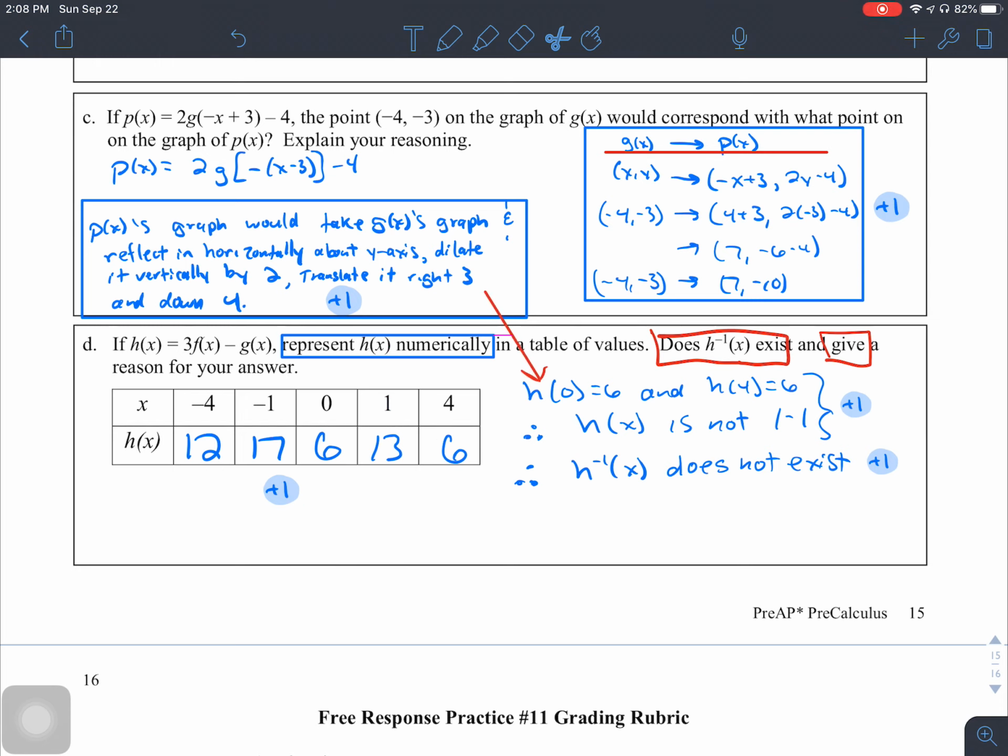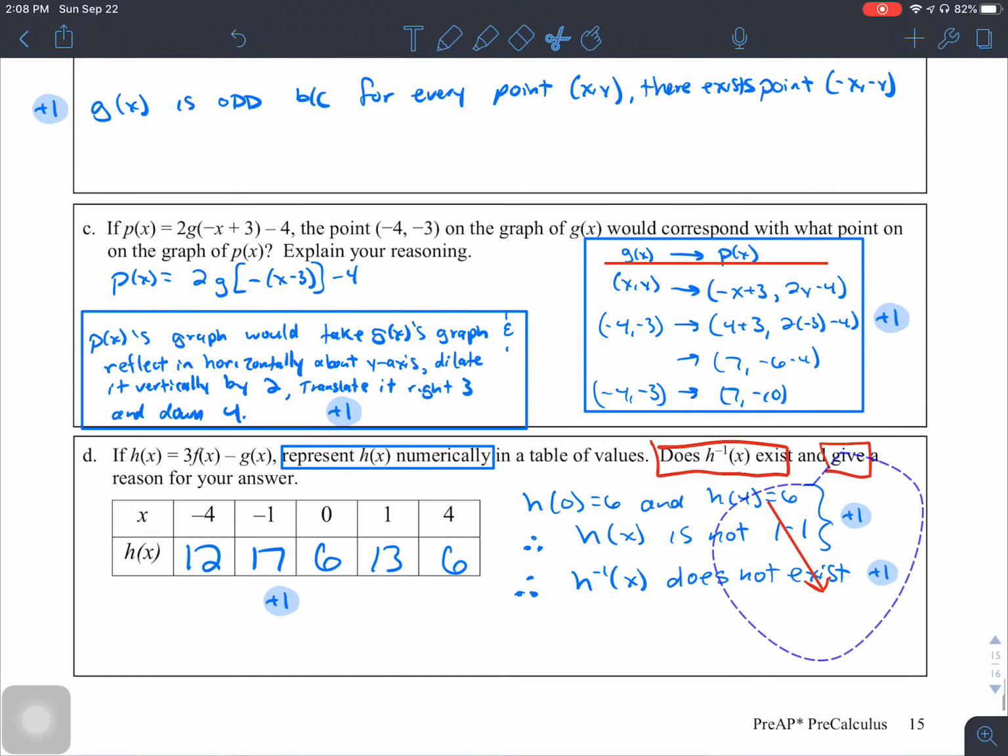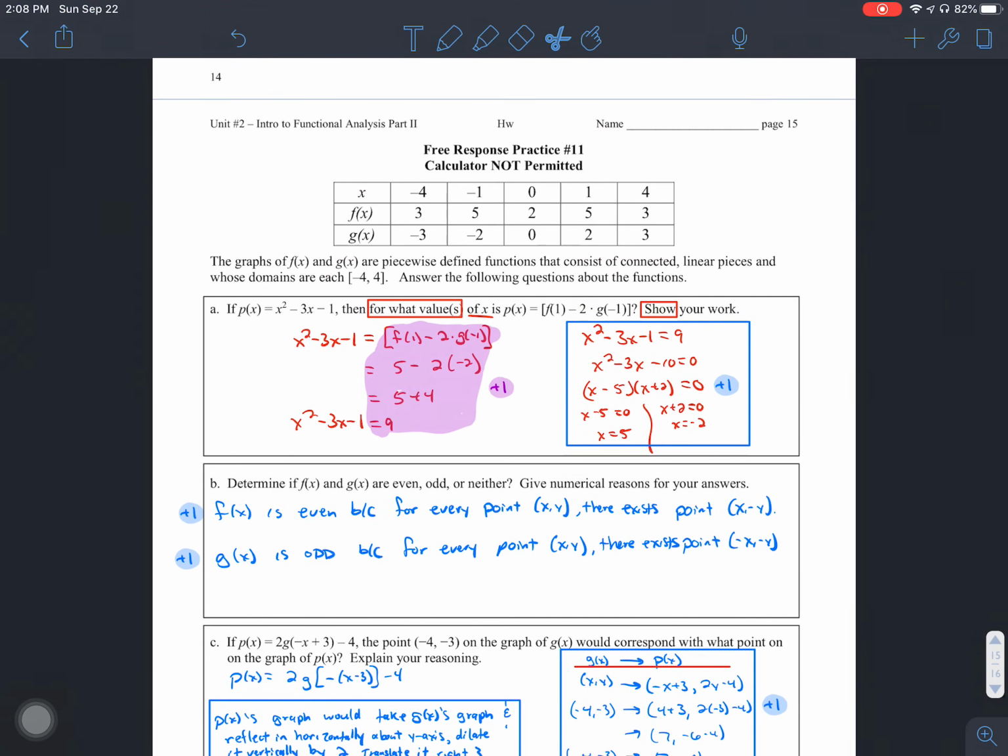Does the inverse exist? Well, I'm going to give you the reason, and then I'm going to tell you if it exists. H of 0 is 6. H of 4 is also 6. What does that tell us? Therefore, h of x is not 1-to-1. You get 1 point for giving a reason and saying it's not 1-to-1. What does it mean if it's not 1-to-1? Well, it means lots of things, but one thing that strongly implies is that h inverse cannot exist. You get 1 point for saying that. That concludes free response number 11.